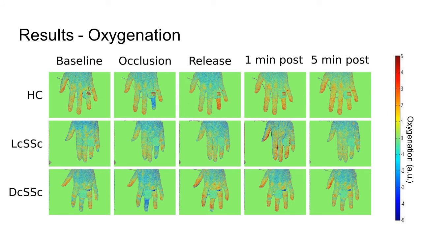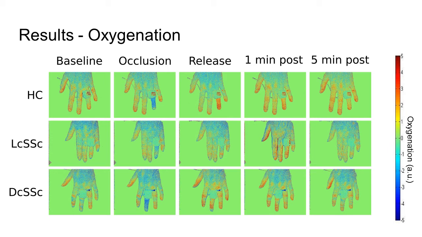These are whole hand images. So at the top line, you've got your healthy controls. So your baseline image, during occlusion, you can see in the finger that's been occluded, you've got a big decrease in signal. At release, then we get this increase in signal above baseline, and then this tends back to baseline over the next 5 minutes.